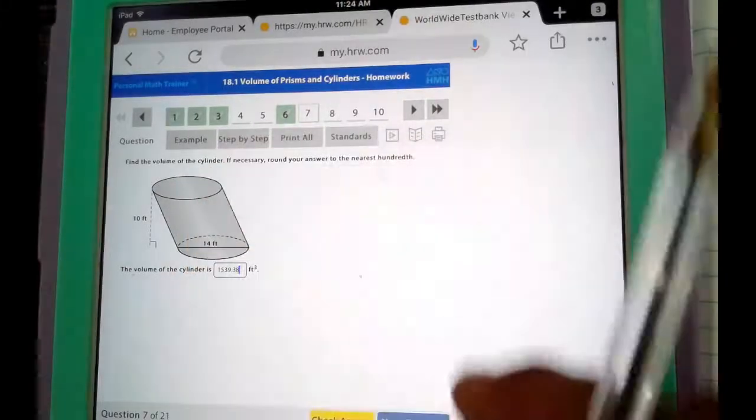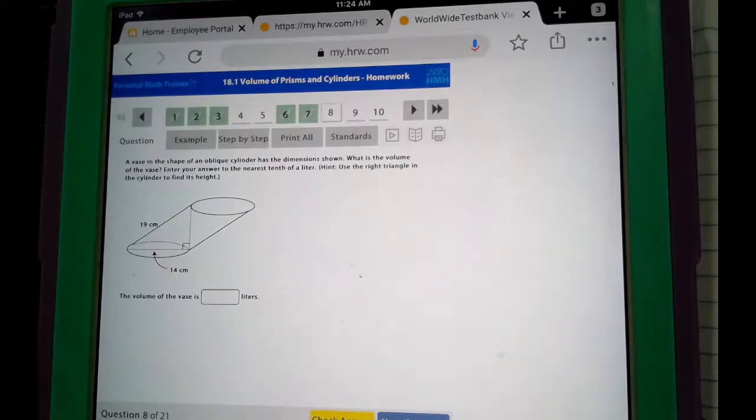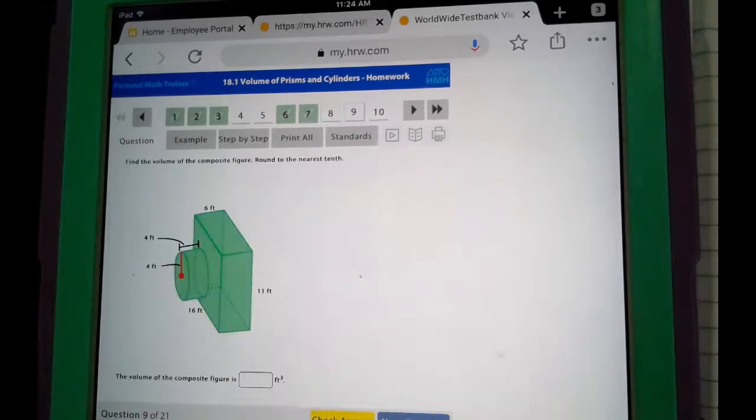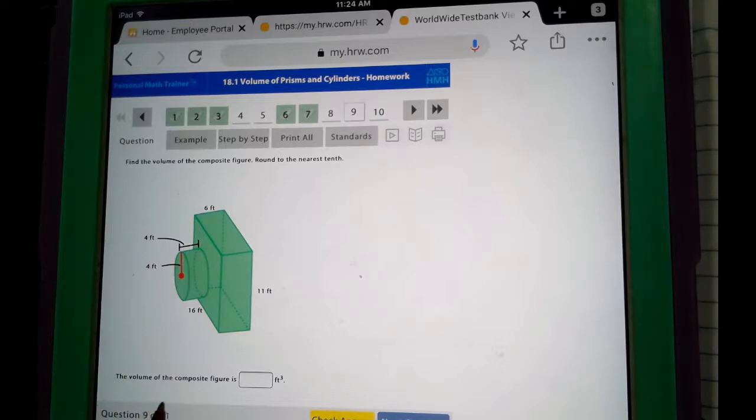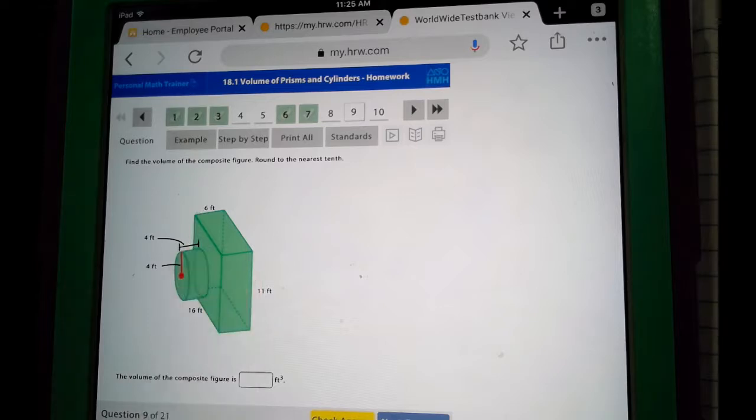The next question. Well, I'm going to let you guys do number 8 on your own to find the solution to this one right here. It's similar to the one that we previously completed. This is a composite figure. In a composite figure, we have to find the volume of both the small cylinder plus the rectangular prism.